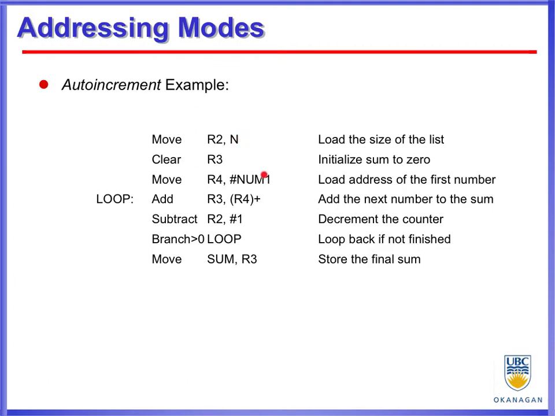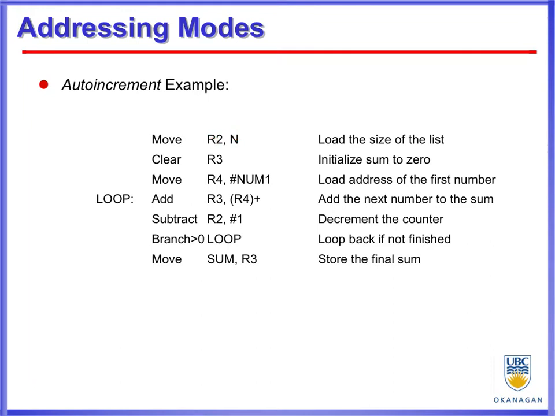If you haven't noticed, the convention in the textbook and in all of these slides is that when we have all capitals like this, that's referring to a label for a memory address. LOOP itself is also a label for a memory address. It's the memory address where this instruction is stored. And SUM as well is a memory address. So in this case, we've got a move instruction. It's going to move the number that is stored at address N into R2.